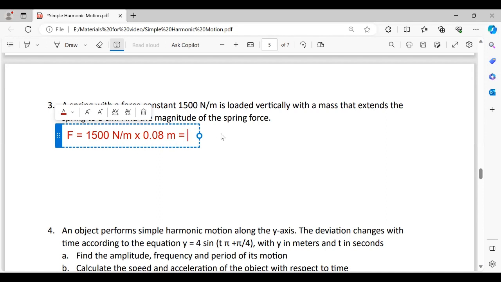So how much is it? Let me calculate. 0.08 times 1,500 equals 120 newtons. Okay.